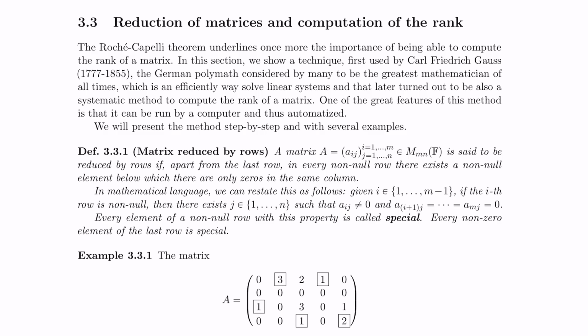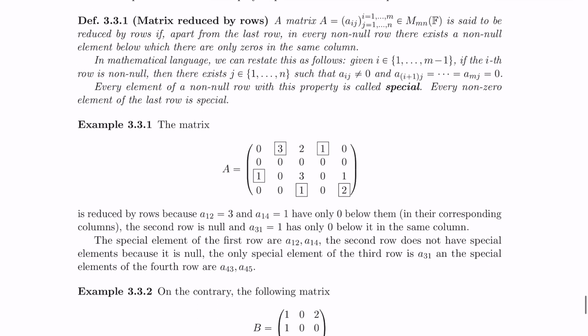The method is based on the concept of matrix reduced by rows. A matrix A is said to be reduced by rows if, apart from the last row, in every other non-null row, there exists a non-null element below which there are only zeros in the same column.